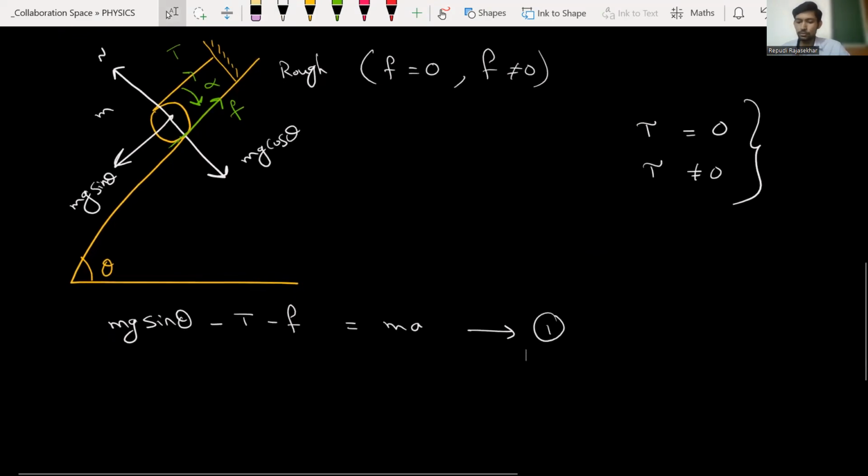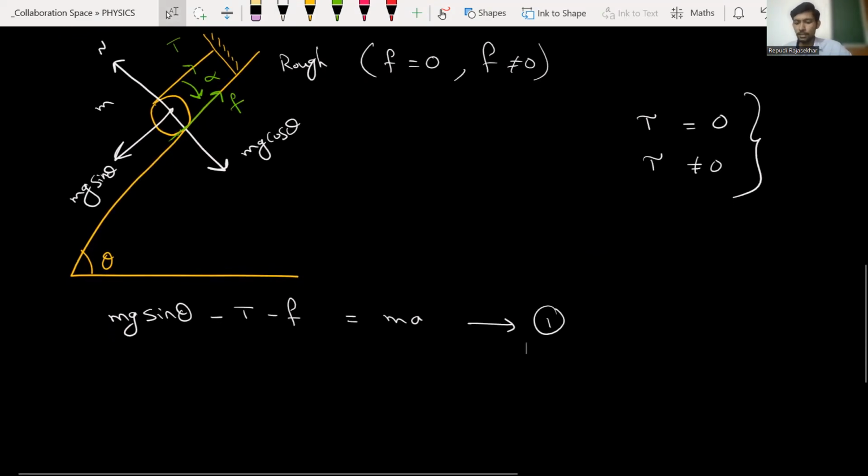Now think with respect to the torque, rotational. Here two forces are producing torque: the tension force T and the frictional force F. We can write tension T into R minus frictional force into R. Why have I taken a negative sign here? Because the tension force is producing clockwise torque and the frictional force is producing anti-clockwise torque, right? So both are in opposite directions, so I have taken a negative sign. Torque equals I into alpha, so I have written I into alpha.